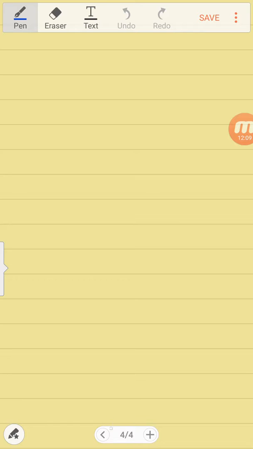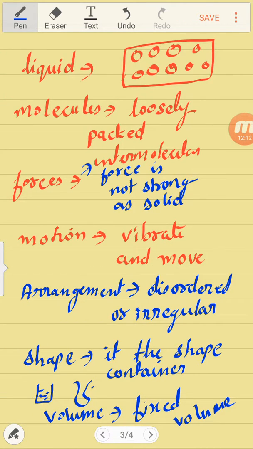Okay, now again I'm repeating the same. Liquid molecules are loosely packed, and they may even ask you to draw a diagram. Force, intermolecular force is not as strong as solid. Motion, vibrate and move. Arrangement, disorder or irregular. Shape, it takes the shape of container. Volume, it's fixed volume.